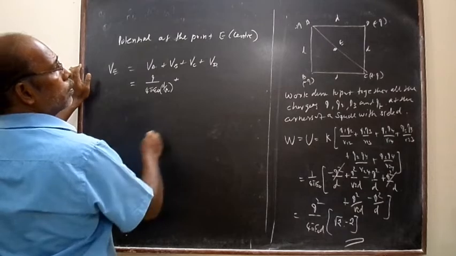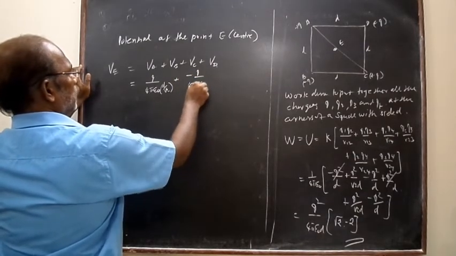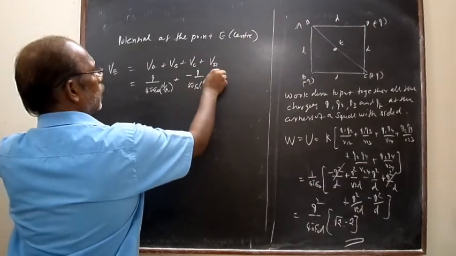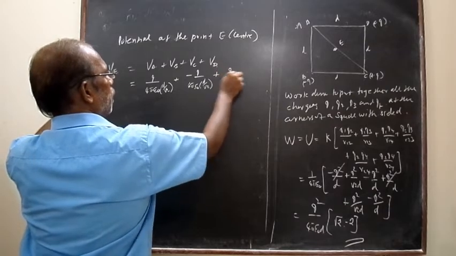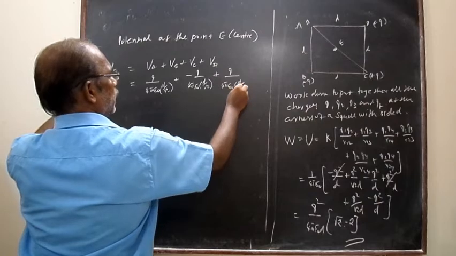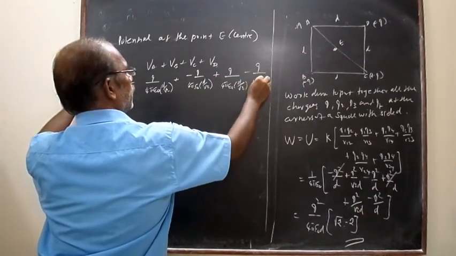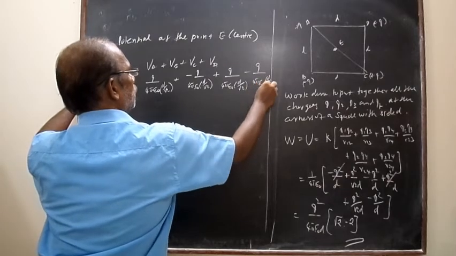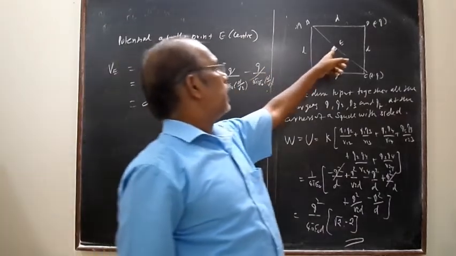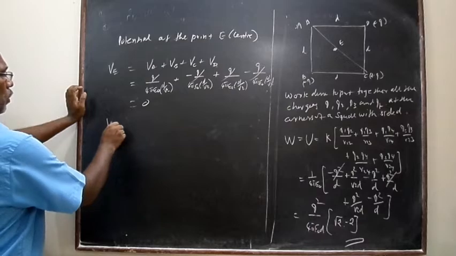Then what about VB? Minus Q by 4 pi epsilon naught and D by root of 2. And C, plus Q by 4 pi epsilon naught and D by root of 2, and minus Q by 4 pi epsilon naught D by root of 2. Everything cancels. So the potential at the point E equal to 0. So VE equal to 0.